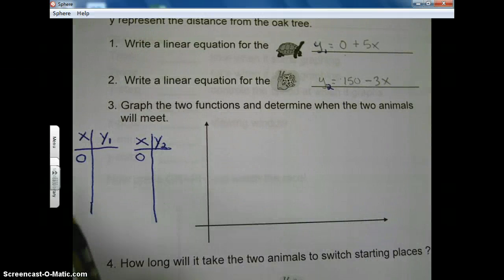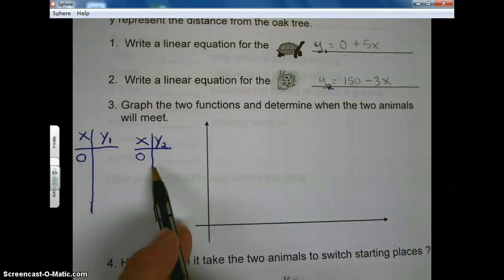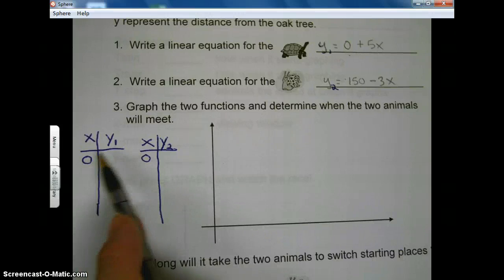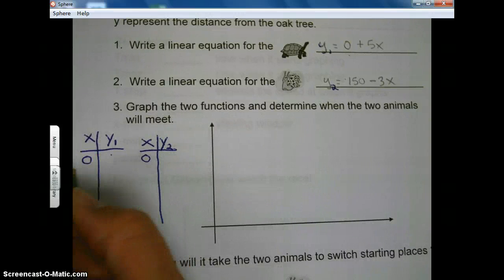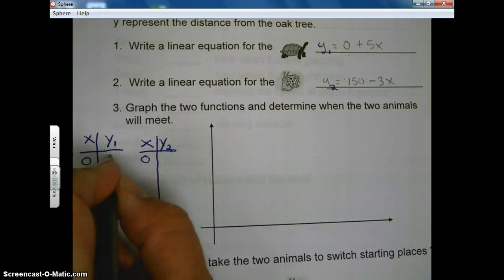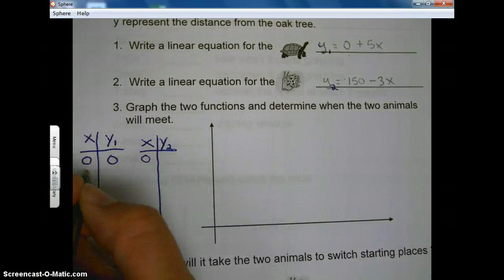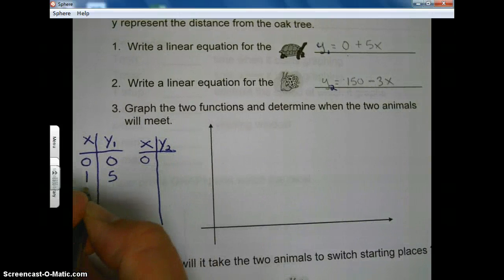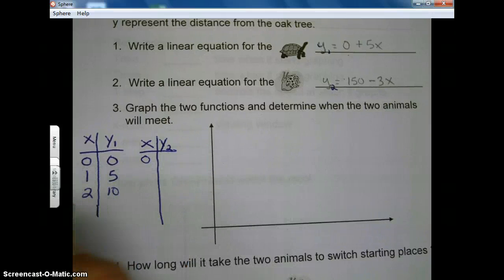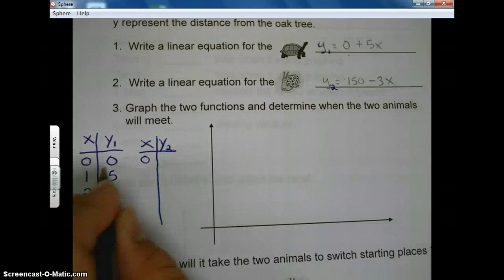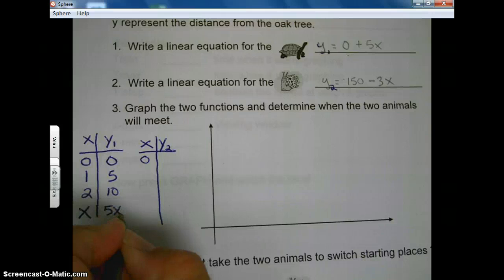Okay, so one of the ways we could do this is we could set up a table starting off with time is 0, plugging it in for our turtle. In 0 minutes, the turtle has gone 0 feet. In 1 minute, the turtle has gone 5 feet. 2 minutes, 10 feet. And in X minutes, the turtle has gone 5x feet.